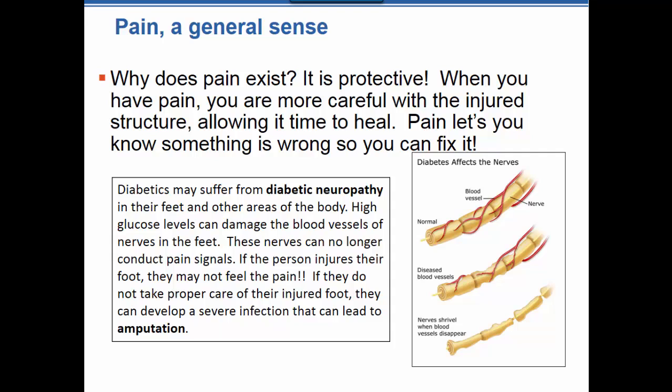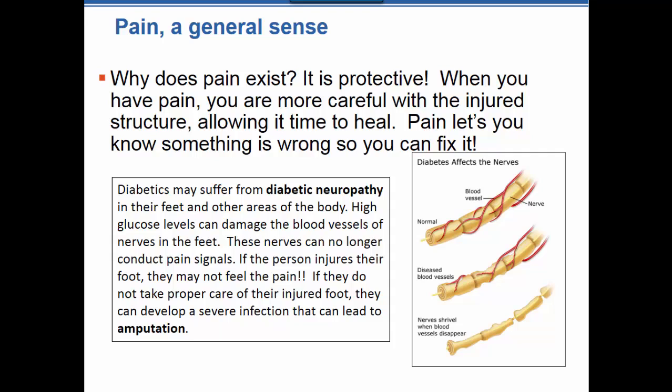So first of all, why does pain even exist? Well, pain exists because it's protective. When you have pain, you're more careful with the injured structure, and it allows it time to heal. And pain lets you know when something is wrong so you can do something to fix it or prevent it from happening again.